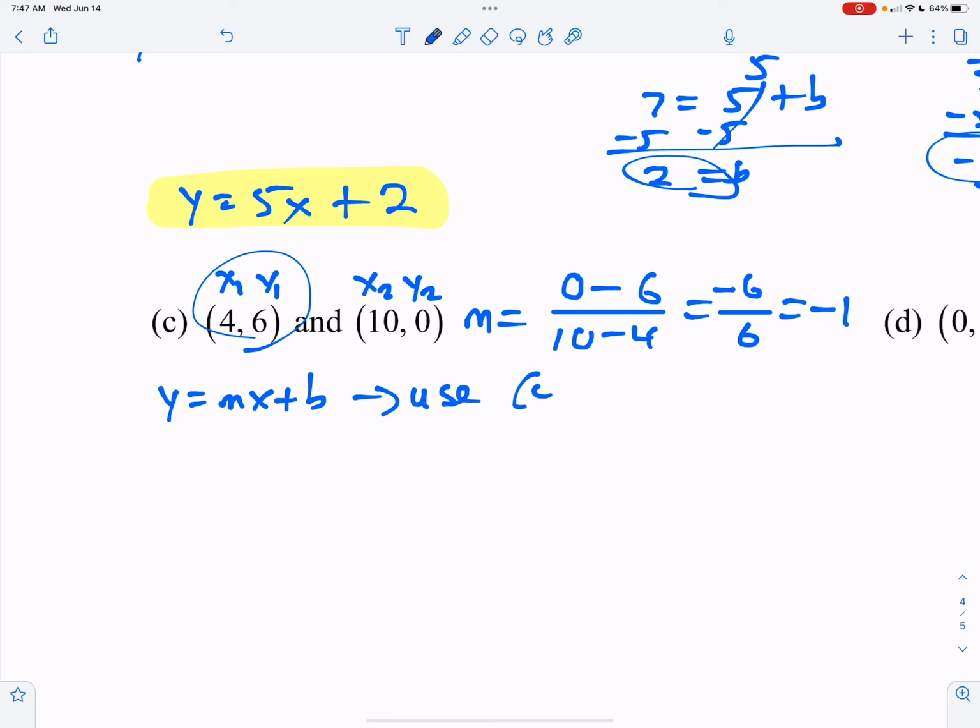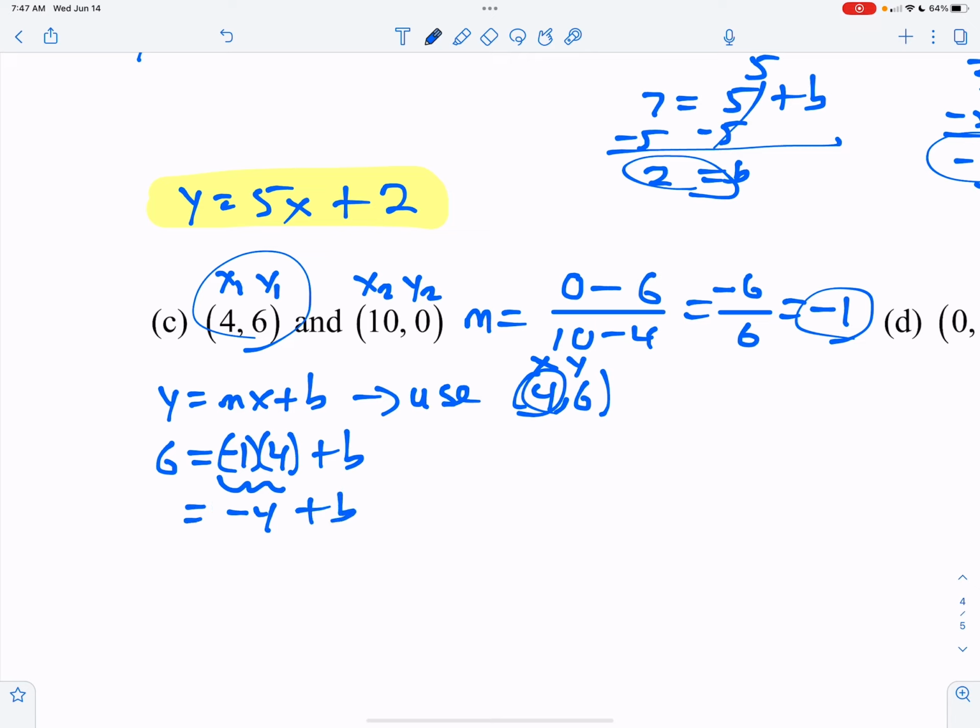I'm going to use (4, 6) as my xy coordinate pair. So 6 equals my slope, negative 1, times my x, 4, plus b. Negative 1 times 4 is negative 4, plus your b, equals 6. Go ahead and add the 4 to solve for b, and b equals 10.